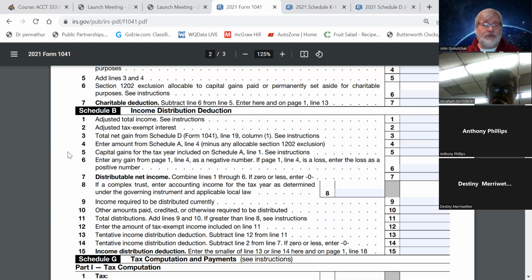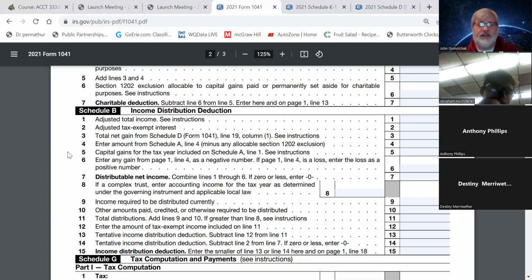Line 13, tentative income distribution deduction: subtract line 12 from line 11. Line 14, tentative income distribution deduction: subtract line 2 from line 7. If it's 0 or less, enter 0. Line 2 is adjusted tax-exempt interest. Line 7 was distributable net income. If we ended up with 0 or less because we had more tax-exempt income than the amount that we distributed, then we're going to end up with no distribution.